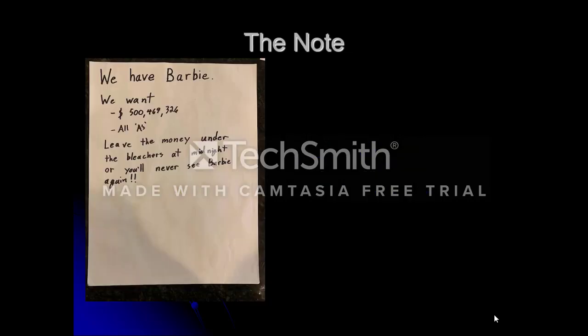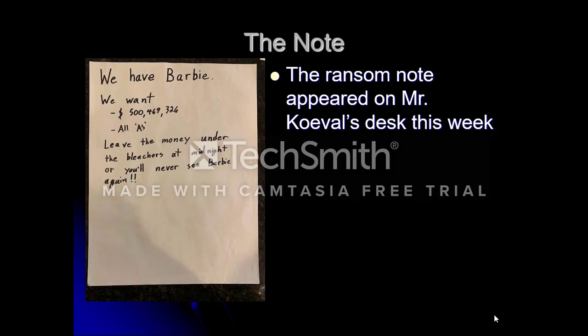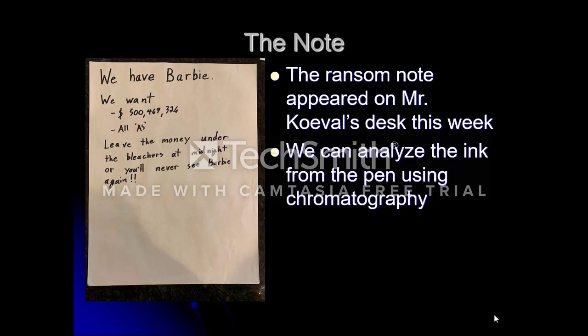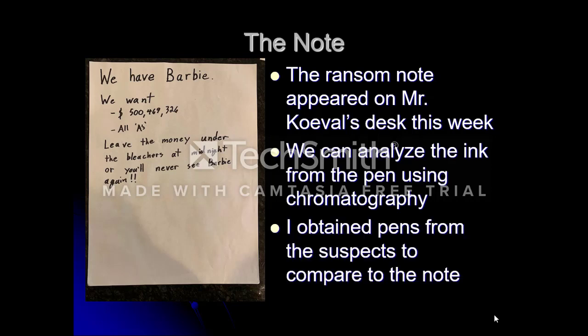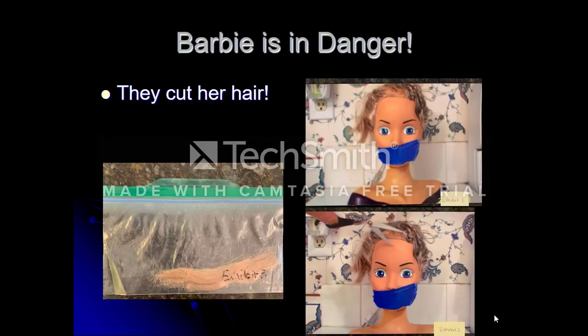So here's the note. You can see that this person wants $500,469,326 and all A's for their students. And we have to leave the money under the bleachers at midnight. So the ransom note appeared on Mr. Koval's desk this week, and we can analyze the ink from the pen using chromatography. I have pens from the suspects, so we can compare the ink from the suspect pens to the ink in the note.